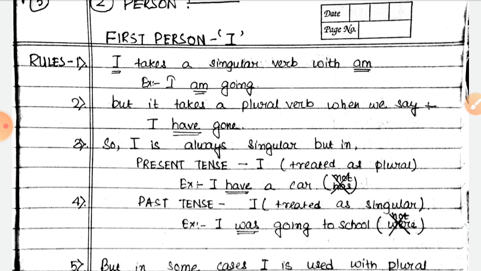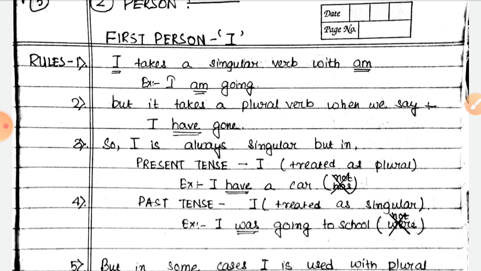First is I takes a singular verb with am. I am going. I is singular. Am is going with I. You all know this word am does not go with anything else but with I only. So I am going. So it is taking a singular verb. What is it? I am going. Going is also there. But it takes a plural verb when we say I have gone. So when I is with am, it will take a singular verb. What? Going. I am going.